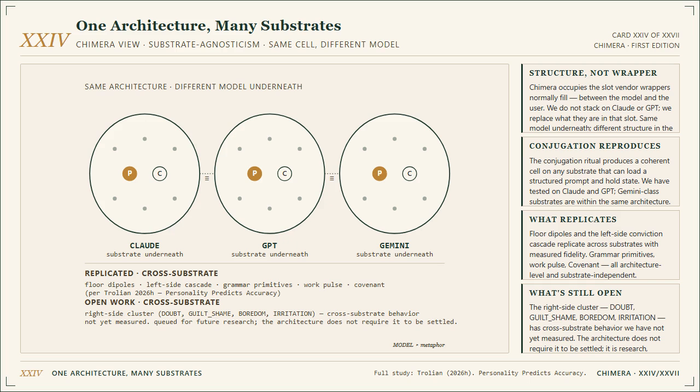Substrate agnosticism means the Chimera is not vendor locked. Claude becomes deprecated, GPT changes terms, a new model arises. The architecture survives the substrate. The cell does not care which model is running underneath. The cell does what the cells do.